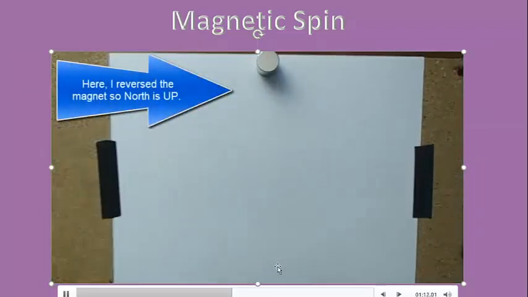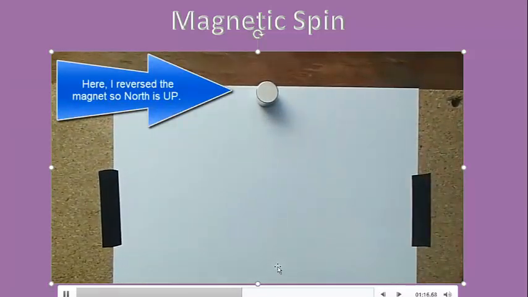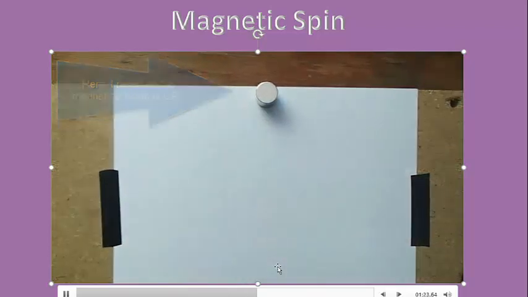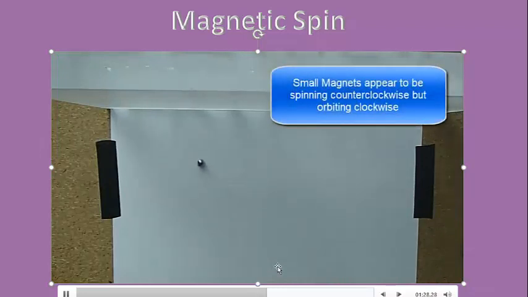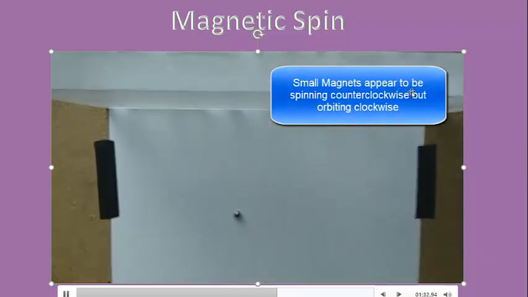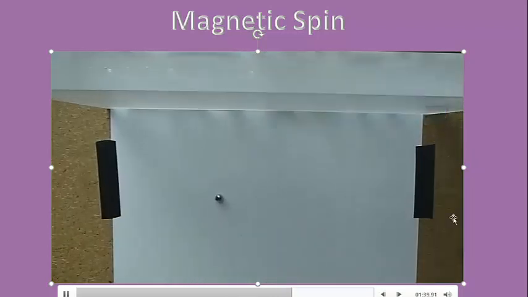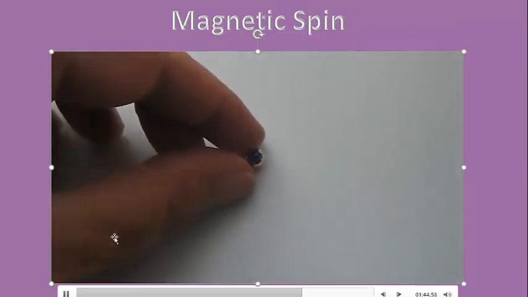Now I'm going to reverse the magnets. Now I'm going to put north up, and the other magnetic setup is going to have south pointing up. The reason for that is because north attracts south and south attracts north. But here, now you can see that these small magnets appear to be spinning counterclockwise, and they're precessing because there's a little bit of an imbalance between the medium magnet and the small magnet. So let's have a close-up of that.